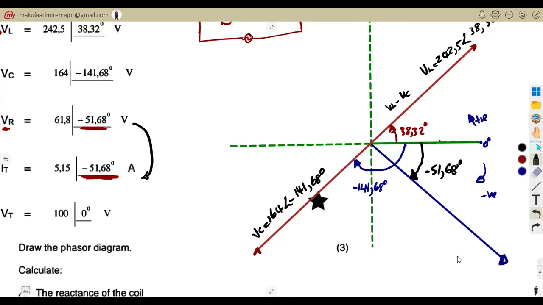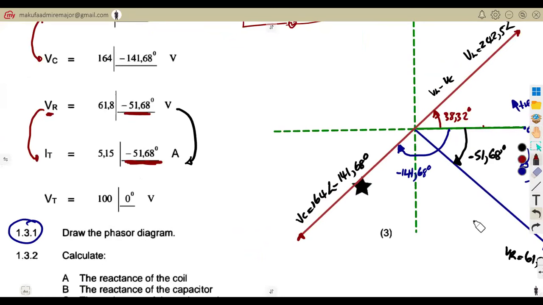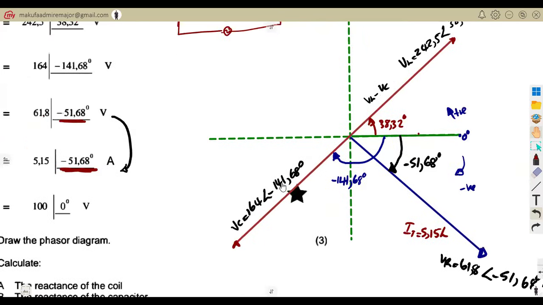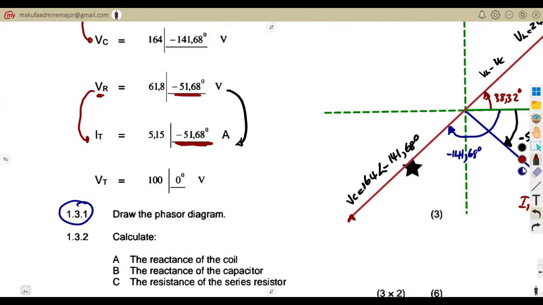So the angle is affecting the two things, VR and IT. They're in phase. So you can indicate your VR in that case. That's 61.8, and also the angle that is presented there, which is negative 51.68 volts. And also, as we saw, they are in phase with IT. So we're also indicating IT at the same time there. That is 5.15, and the angle being the same, negative 51.68. So that is in amperes current. So that's your total current.